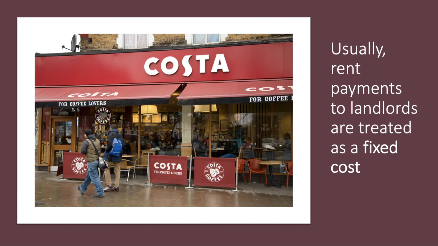For most businesses, the rent you pay to landlords is treated as a fixed cost of production. Consider, for example, a coffee shop, such as Costa Coffee, bought last year, of course, by Coca-Cola. Now that shop probably rents or leases out their premises from a landlord, and a fixed cost must be paid regardless of the value of sales. We call that business turnover.